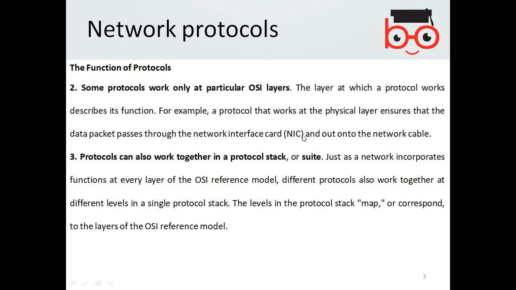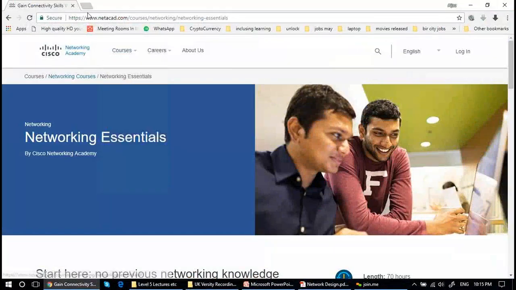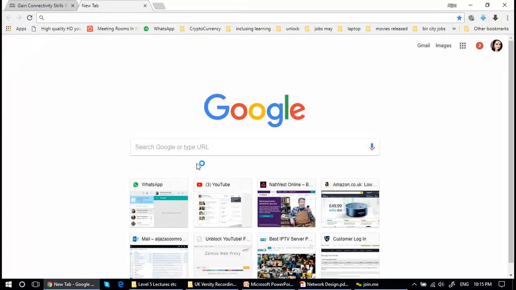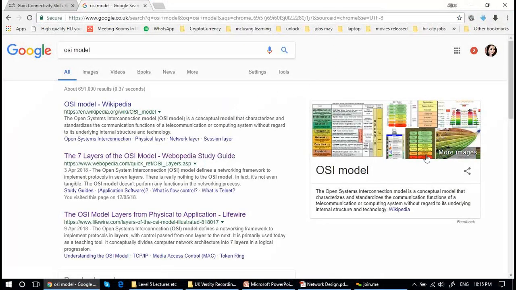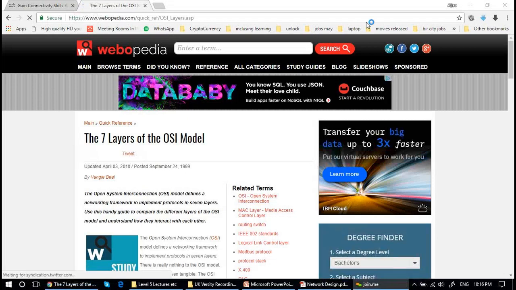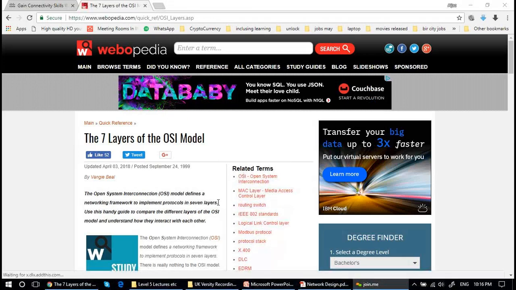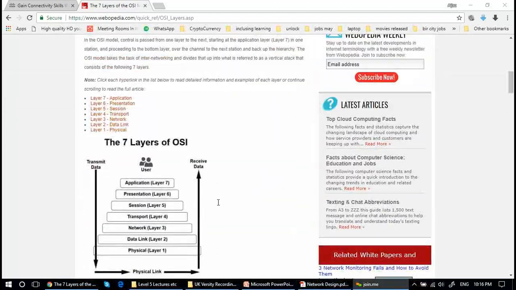Yes. So basically, the OSI model is an abstract model. It stands for the Open Systems Interconnection model, and it has layers.